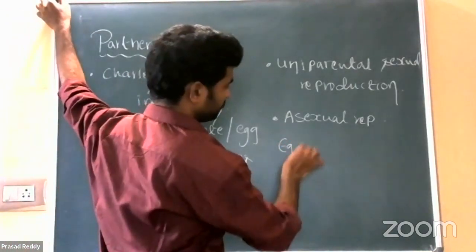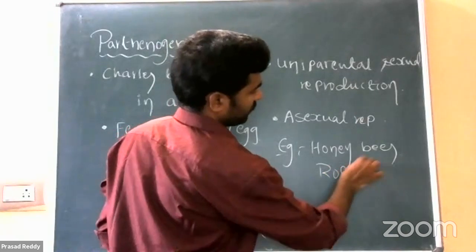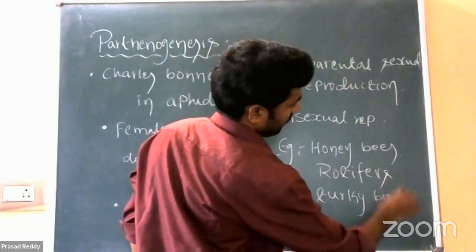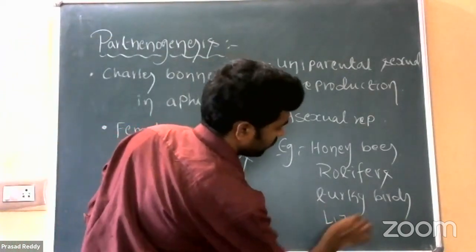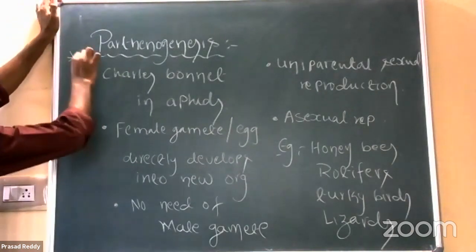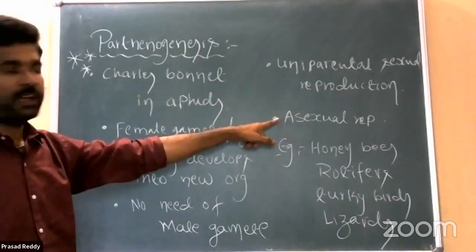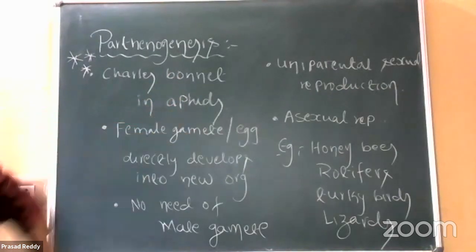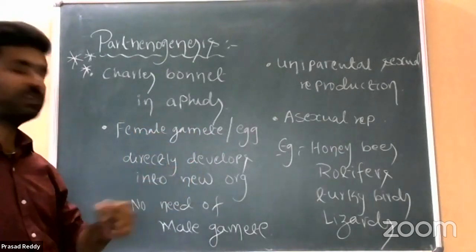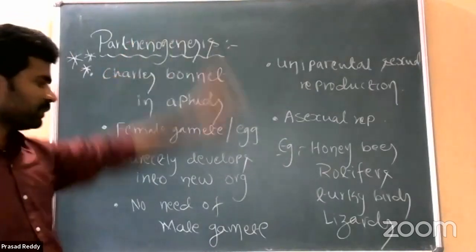Examples: honeybees, rotifers, turkey birds, and lizards are examples for parthenogenesis. Parthenogenesis is also called uniparental sexual reproduction. It mimics sexual reproduction but is completely asexual reproduction. This concept was explained by Charles Bonnet in aphids. So the actual definition: female gametes or egg cells directly develop into new individuals without involvement of male gamete, without fertilization, without zygote formation, called parthenogenesis. So note it down.